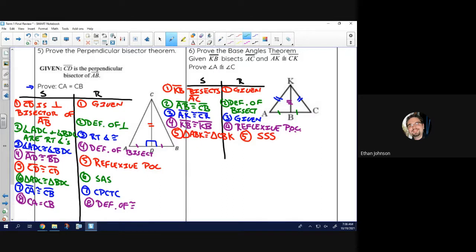So check our proof statement. Do we need to go farther? In this case, we do. So I know my next reason has to be CPCTC. And unlike in the last problem, our proof statement is a congruent statement, so we can just say angle A is congruent with angle C.